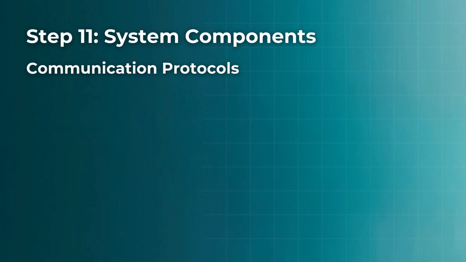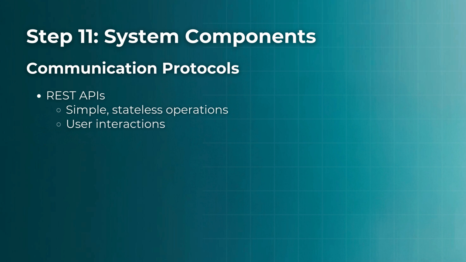Alright, let's dive into the three main ways the different components use to communicate, depending on what's needed. First, using REST APIs. These are perfect for simple, stateless operations. For example, user interactions, signing up, updating profiles, or liking a post all use REST APIs. Post management. When someone creates, edits, or deletes a post, a quick REST call gets it done. Notifications. If a friend requests you or someone likes your post, a notification is sent through this.